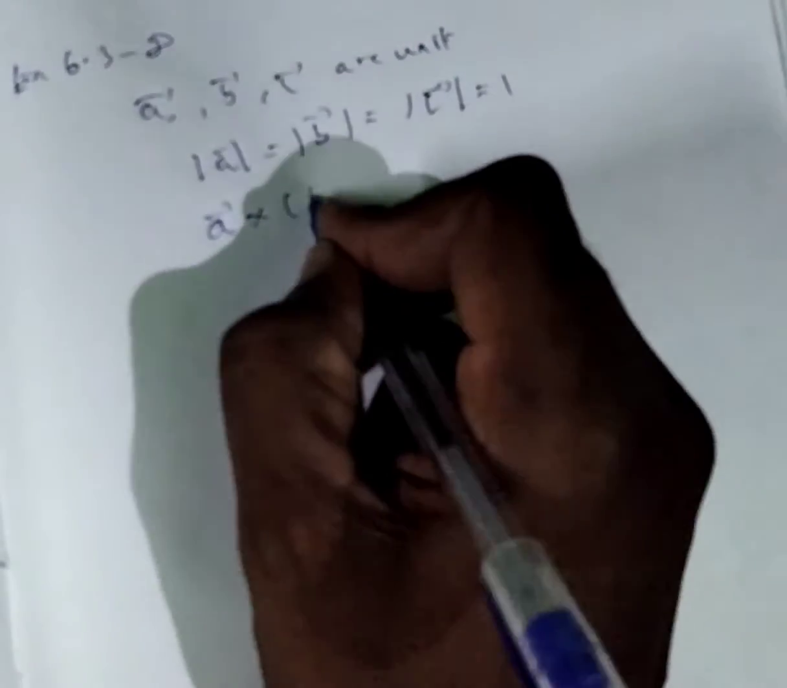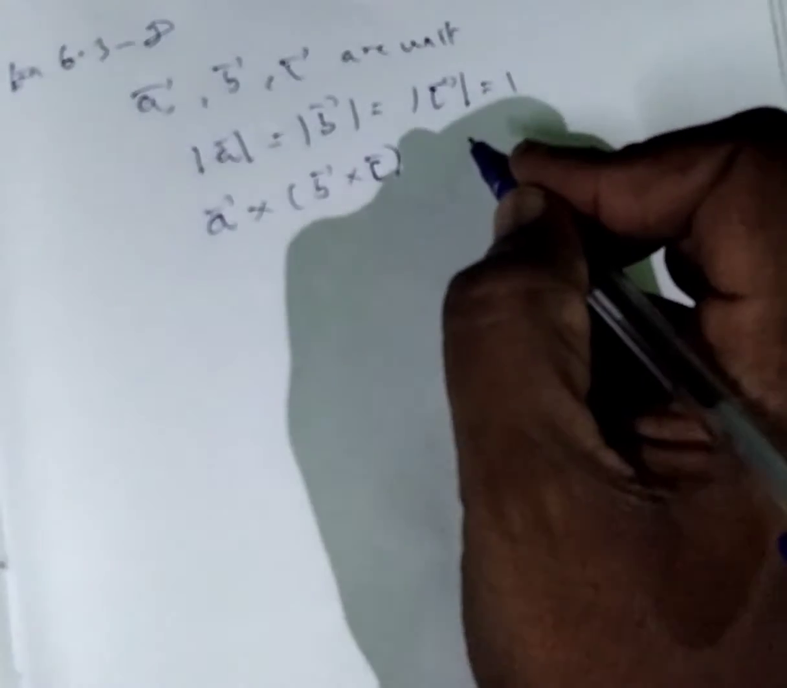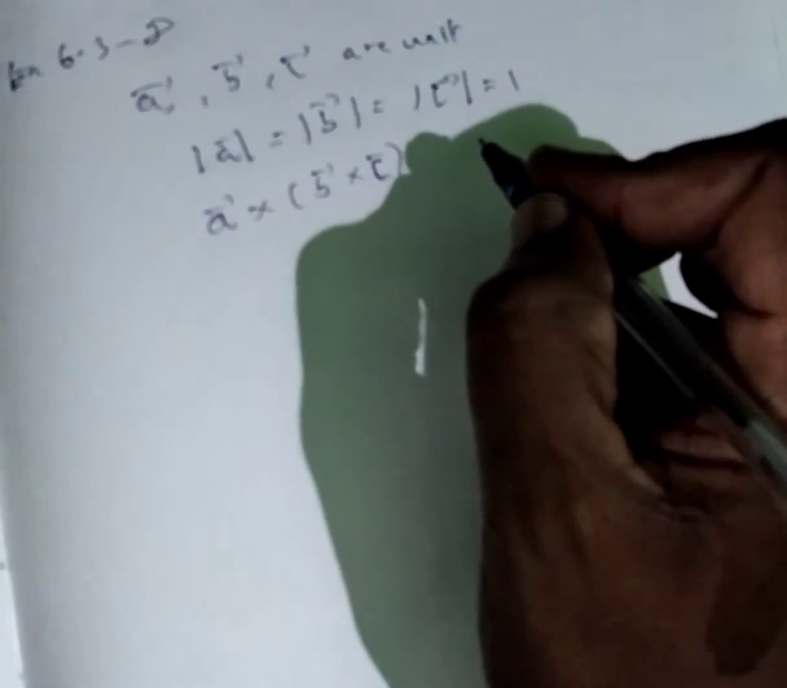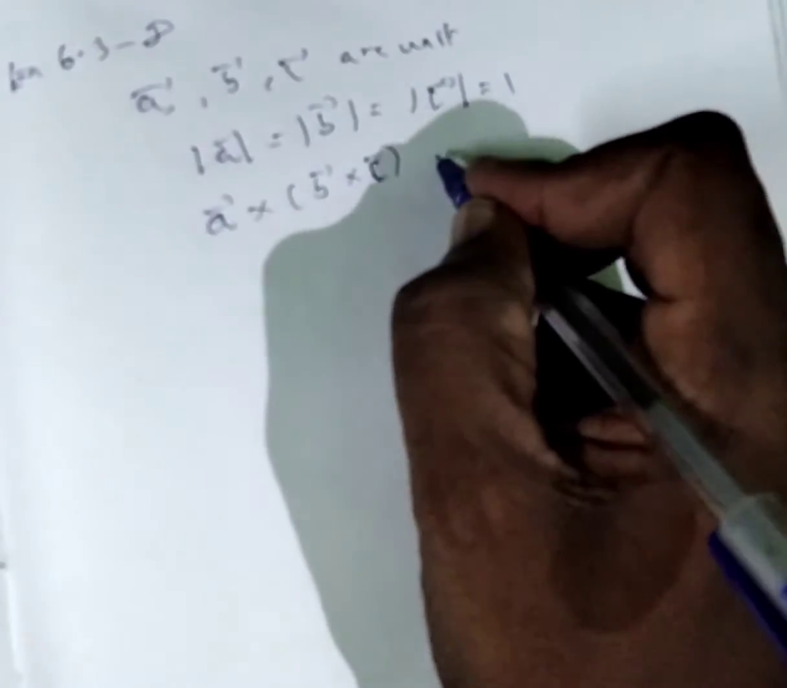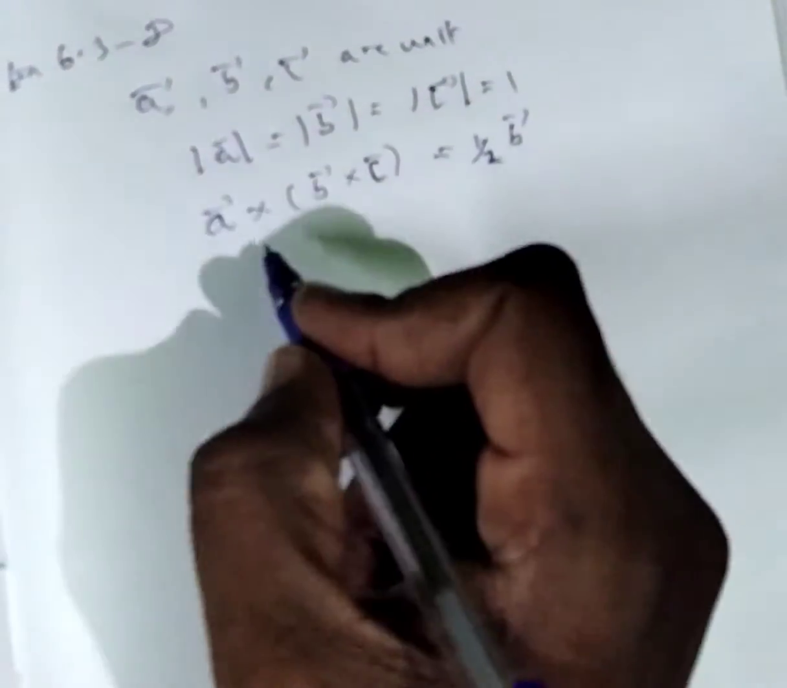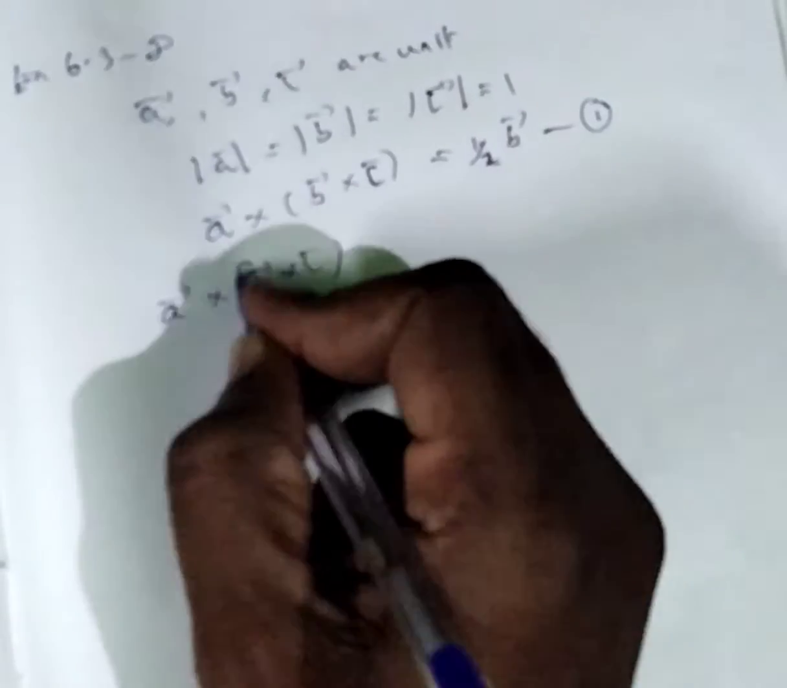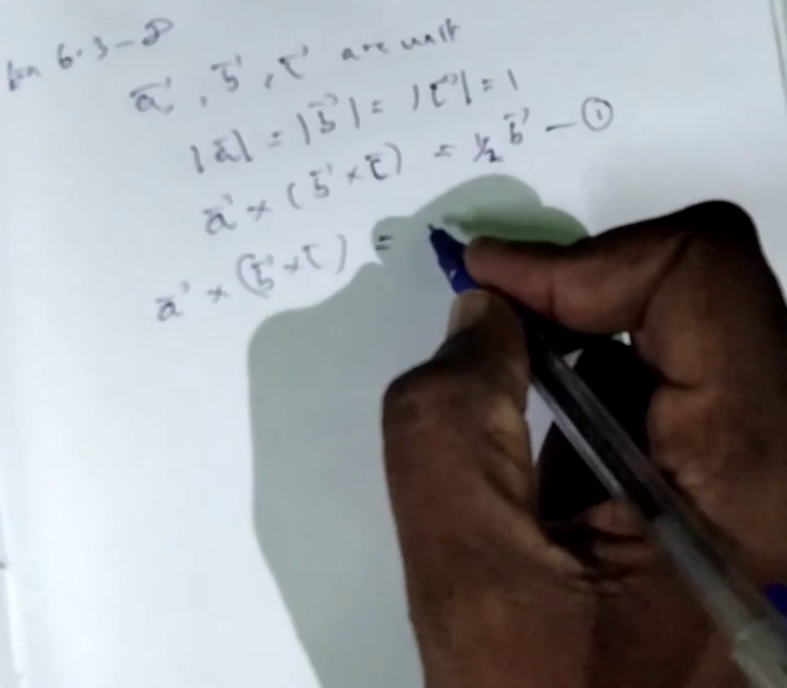They gave one more thing: A vector cross B vector cross C vector equals half into B vector. Now, how to expand this? Take it as equation 1. We already know the expansion of the triple product, so we can expand it like that.